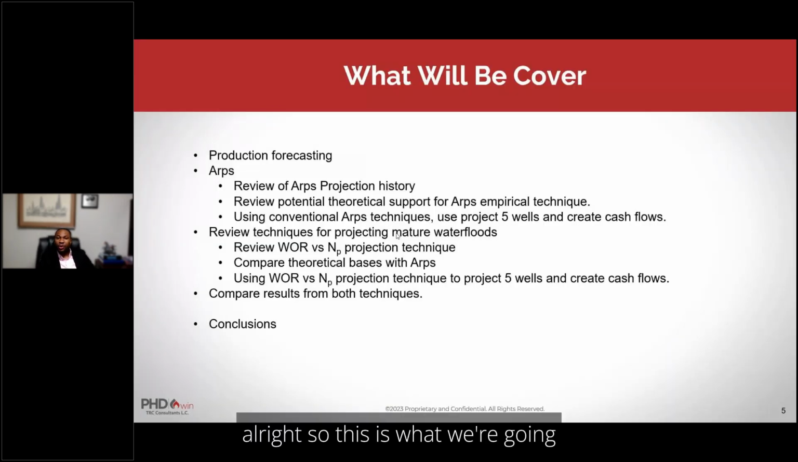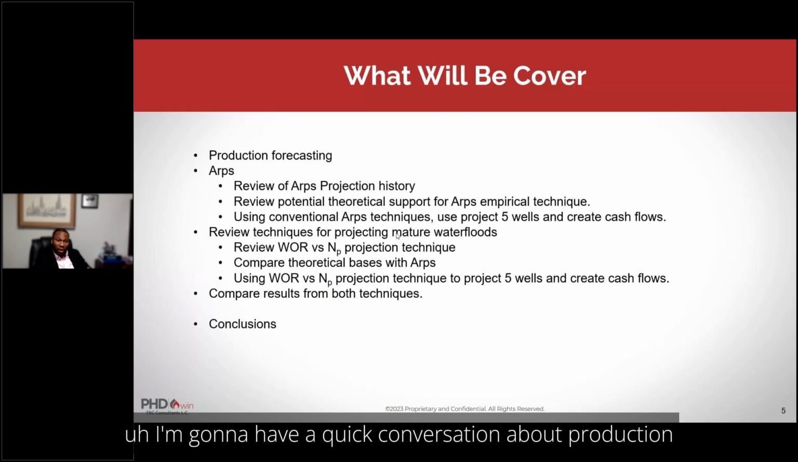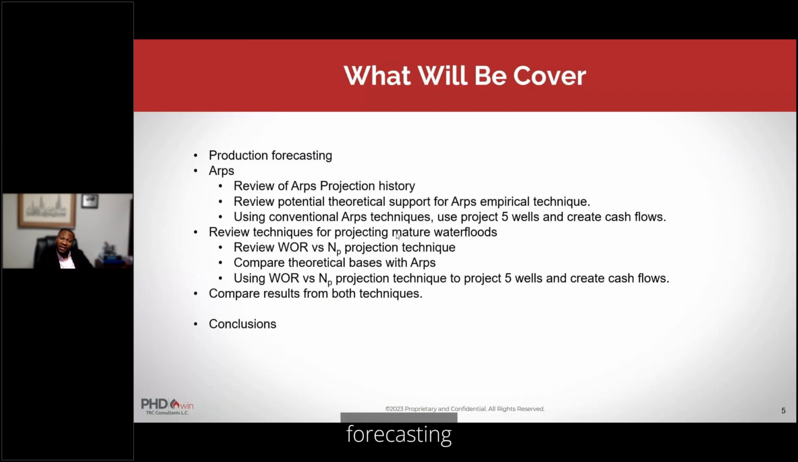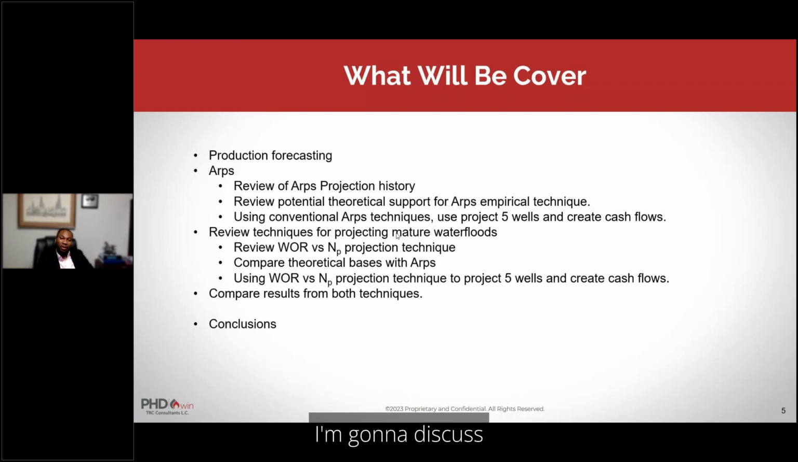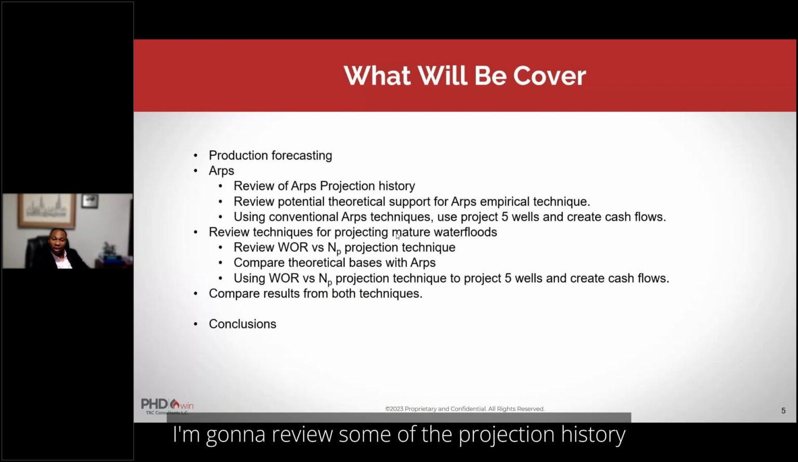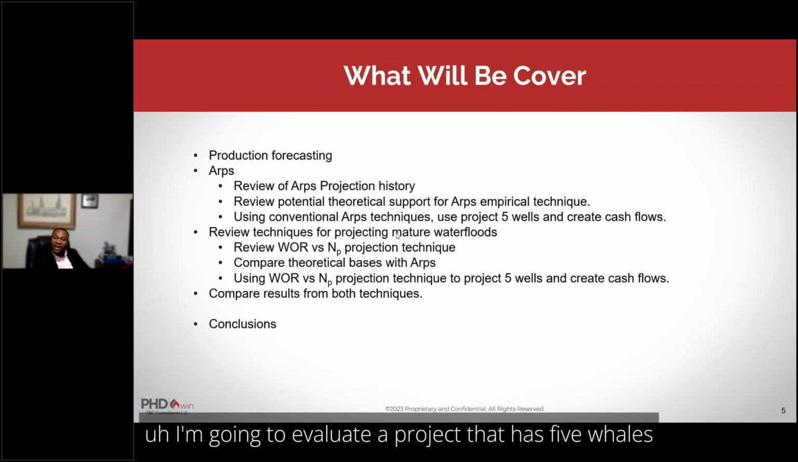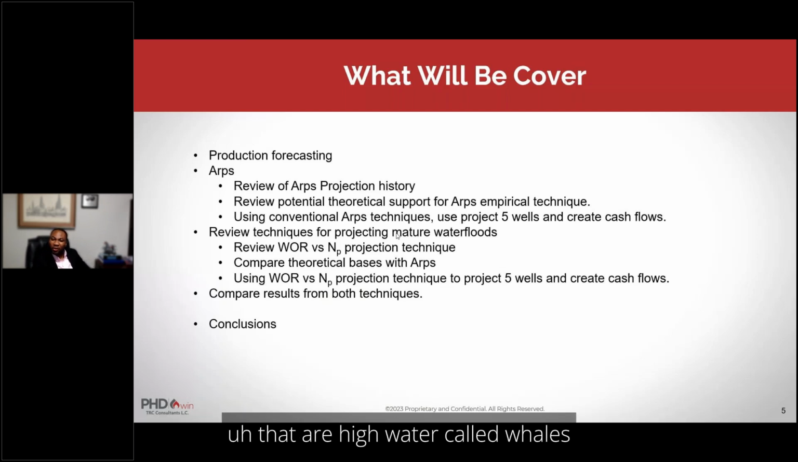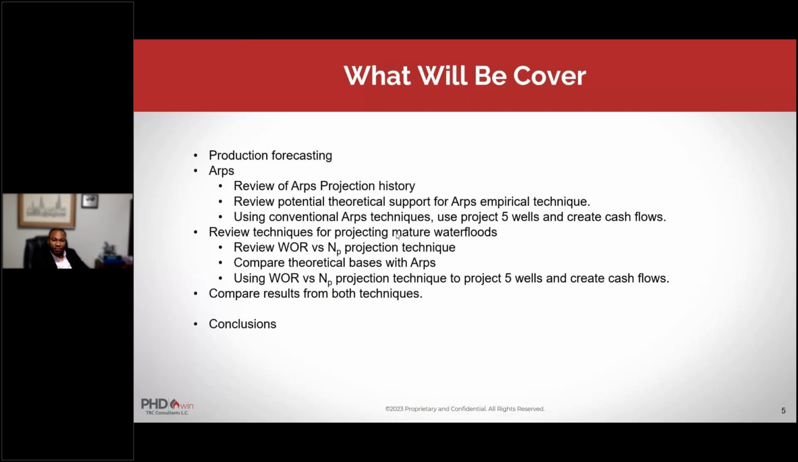All right, so this is what we're going to be covering today, the outline for the presentation. I'm going to have a quick conversation about production forecasting. Then I'm going to go deep into Arps. In the Arps decline model, I'm going to review some of the projection history and review potential theoretical support for Arps' empirical technique. Then using the conventional Arps technique, I'm going to evaluate a project that has 5 high water cut wells, then create a cash flow for those 5 wells.